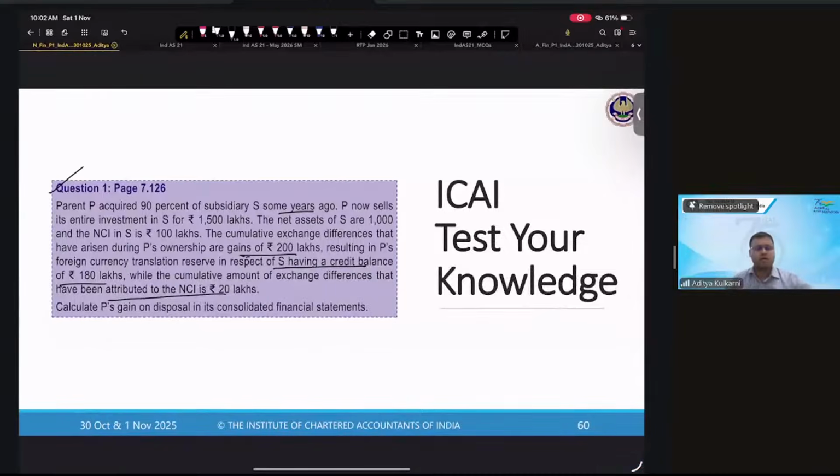Okay, so straightforward question. There is nothing that we need to do. So selling value 1,500, net assets 1,000. So you are left with 500. Now, cumulative exchange differences that have arisen are gains of 200, resulting in FCTR of S having a credit balance of 180, and NCI also will go away. So NCI credit will vanish. So total is 780 gain.